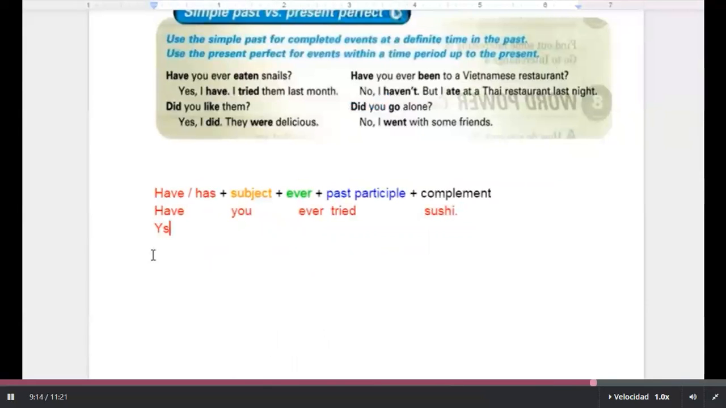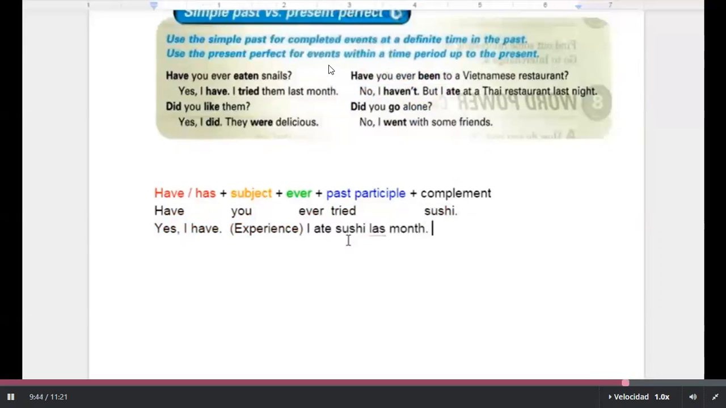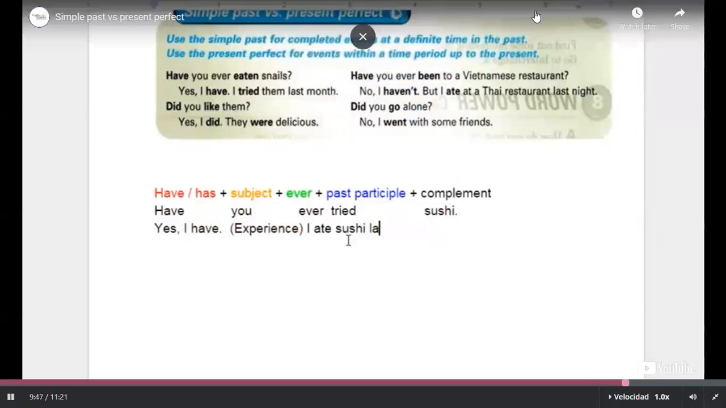Well, typically most people have, so most people will say, yes, I have. And so tell me about that experience, okay? If you're going to tell me about that experience, then that's when we use the simple past. So how would you tell me about that past experience? Well, have you ever tried sushi? Yes, I have. I ate sushi last month.